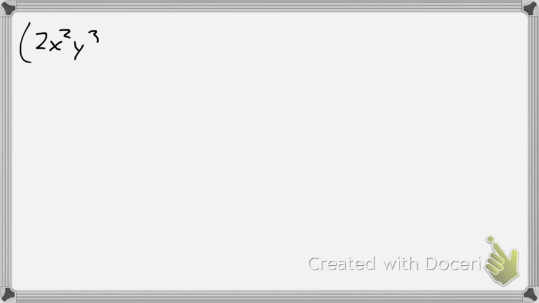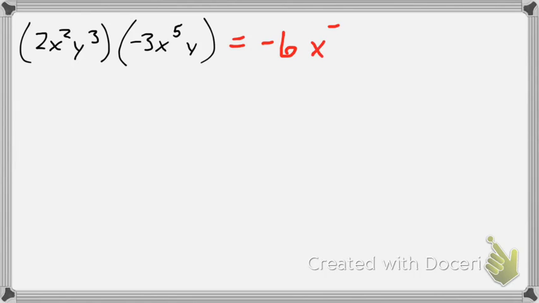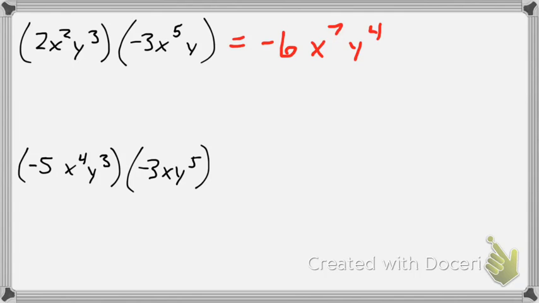Example 1. So we're going to multiply the coefficients together. Quiet, please. Adding the x's, adding the y's. Try the next one. Correct answer, positive 15, x to the 5th, y to the 8th.